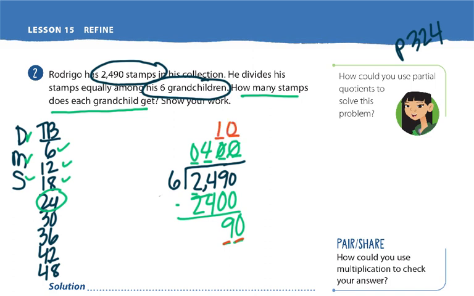6 times 1 is what, Abel? 6. What did he say, class? 6. Thank you. I have a 0 at the top, I need a 0 at the bottom. Then I subtract. 0 minus 0 is 0. 9 minus 6 is 3. Are we done? No. We have more stamps to give away.